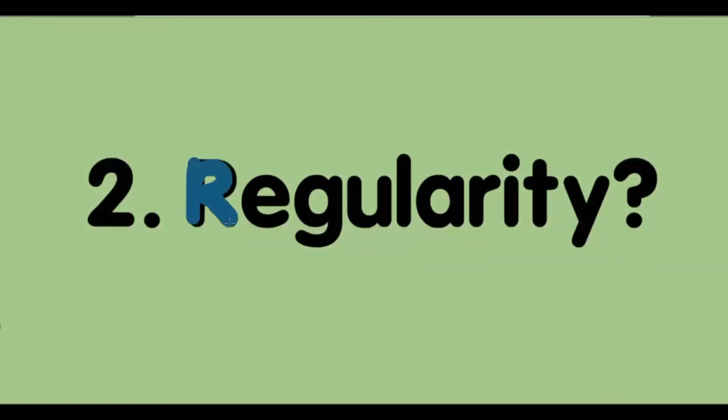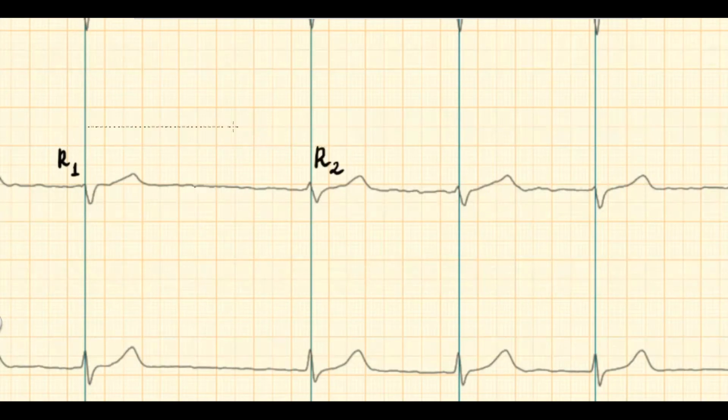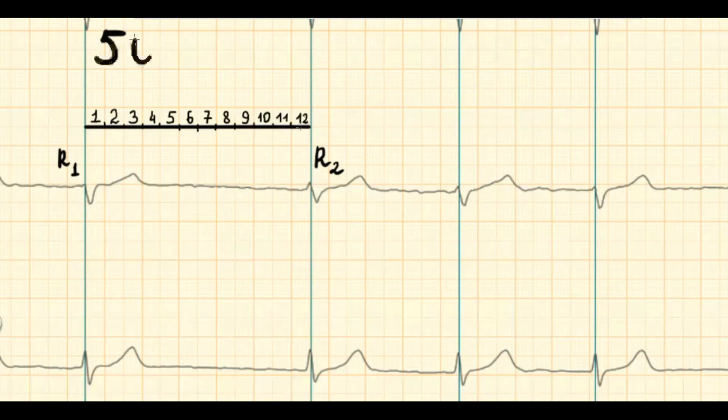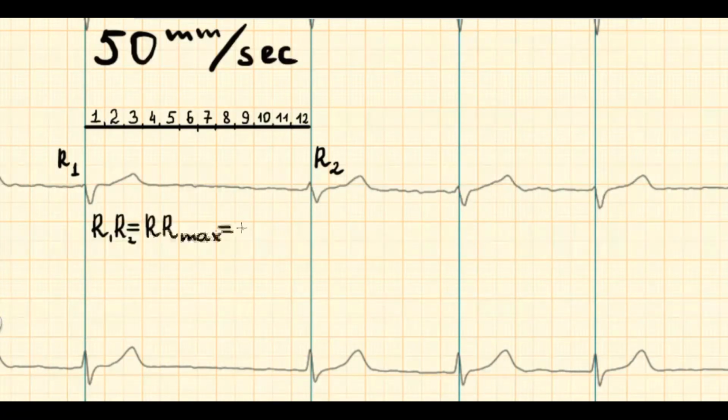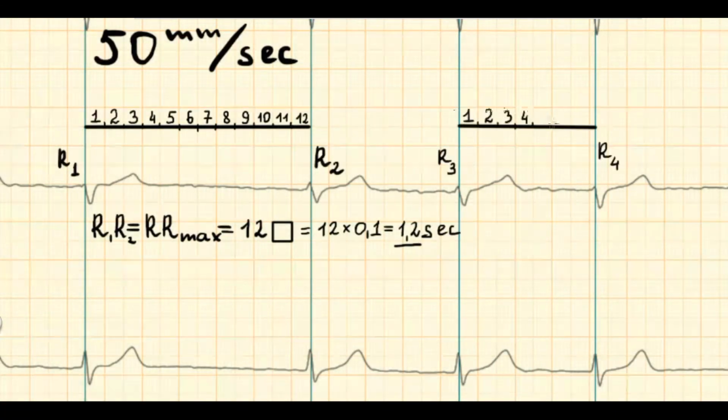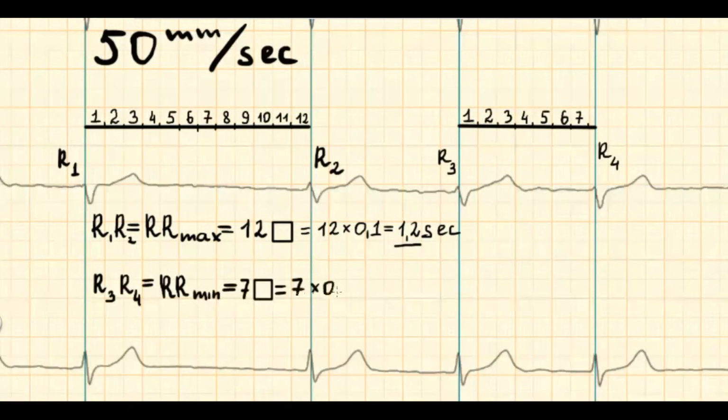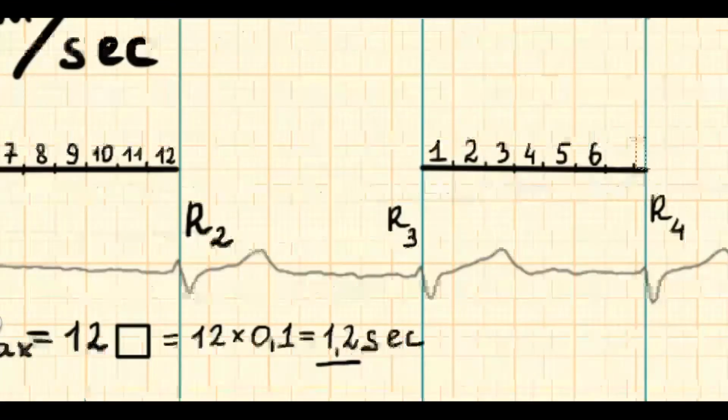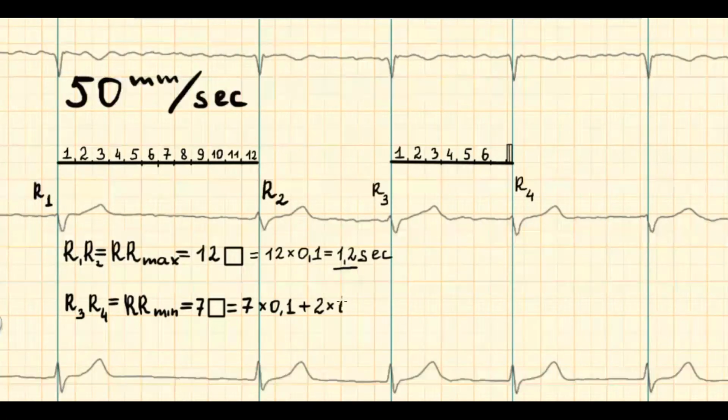The next question is, is the rhythm regular or not? For this step, we need to check values of RR intervals and compare them to each other. The maximal RR interval is 12 large boxes, or 1.2 seconds. The minimal RR interval is equal to 7 large boxes and 2 small boxes, or 0.74 seconds.